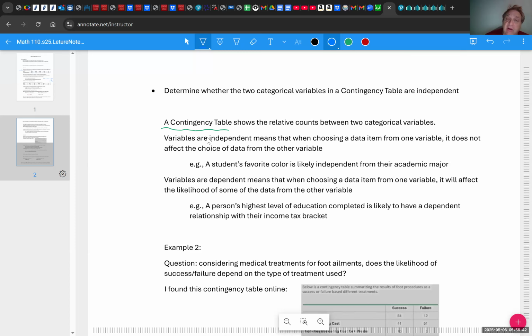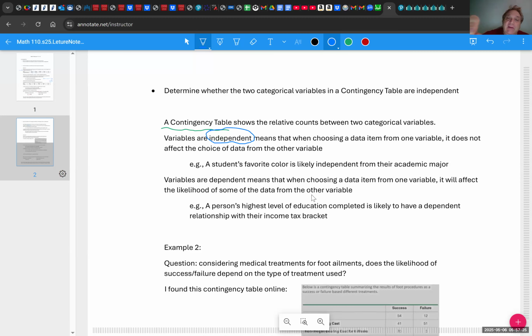So we say that variables are independent. That means that when choosing a data item from one variable, it does not affect the data from the other variable. My example here was a student's favorite color is likely to be independent of their academic major, right? What they major in college probably is independent from their favorite color. Maybe not, but I would guess that it is. It seems probably independent because we can't imagine any reason why they would be dependent. By the way, we could take some data and use this test to see if we could refute the independence claim.